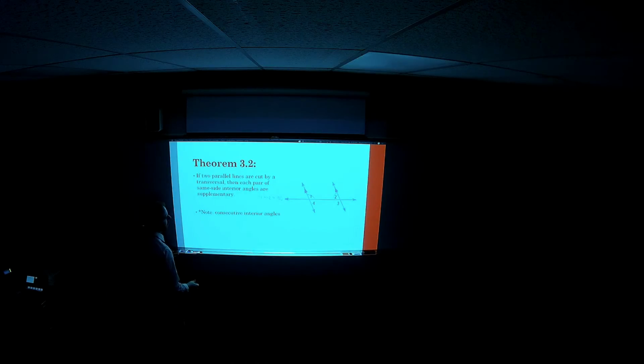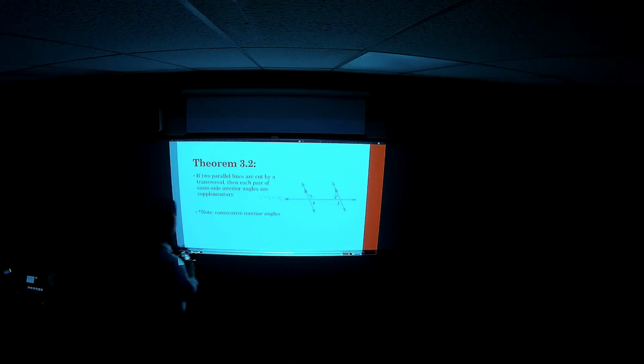Now to show that it's pretty straightforward. We're actually going to use the last theorem to do it. I've seen this proof done 2 different ways. They can use the corresponding idea, or they can use the alternate interior idea. So I can do it 2 different ways because the proof is the exact same. There's just one slight difference.